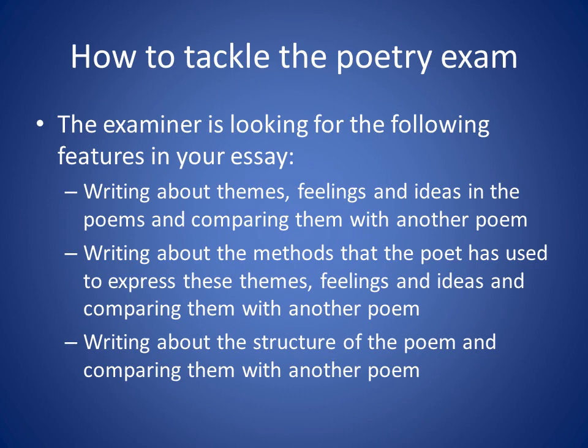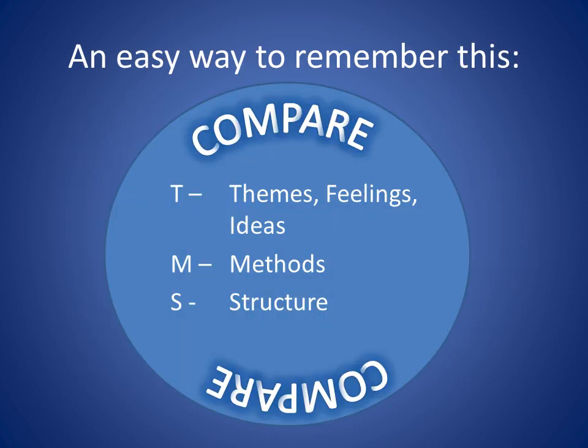Now, the examiner's been trained to look for several things in your writing. So they want to see that you're writing about themes, feelings and ideas in the poems and comparing them with another poem. They want to see that you're writing about the methods that the poet has used to express these themes, feelings and ideas, and then compare those methods with those in another poem. They want to see that you can write about the structure of the poem and compare that structure with another poem too. It sounds a lot to take in, but it's easy if you can remember TMS.